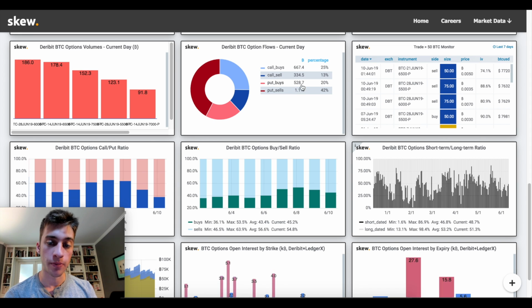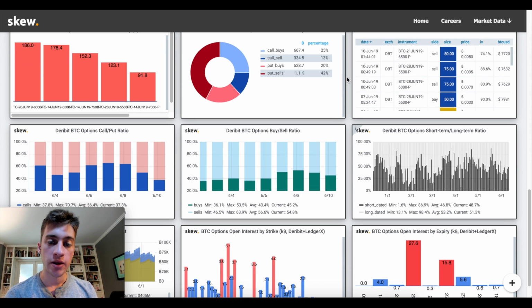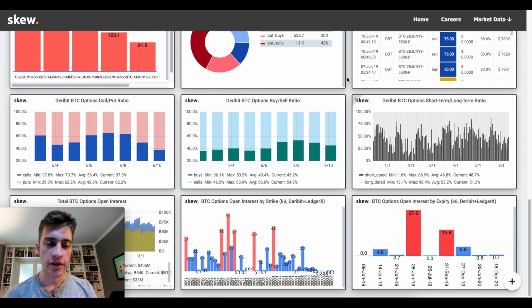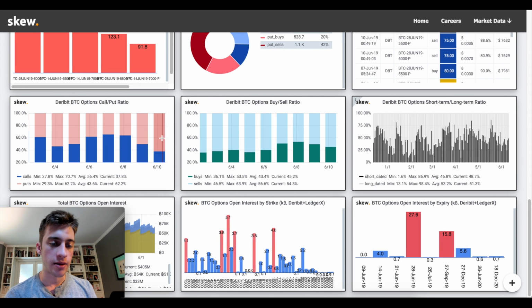Because when I sell a call or buy a put, I'm betting that the market goes down. Only 1/3 of traders are doing that. So a lot of people are betting that the market goes up, as you can see here. And that's not really reflected here because it looks like the puts are very popular.